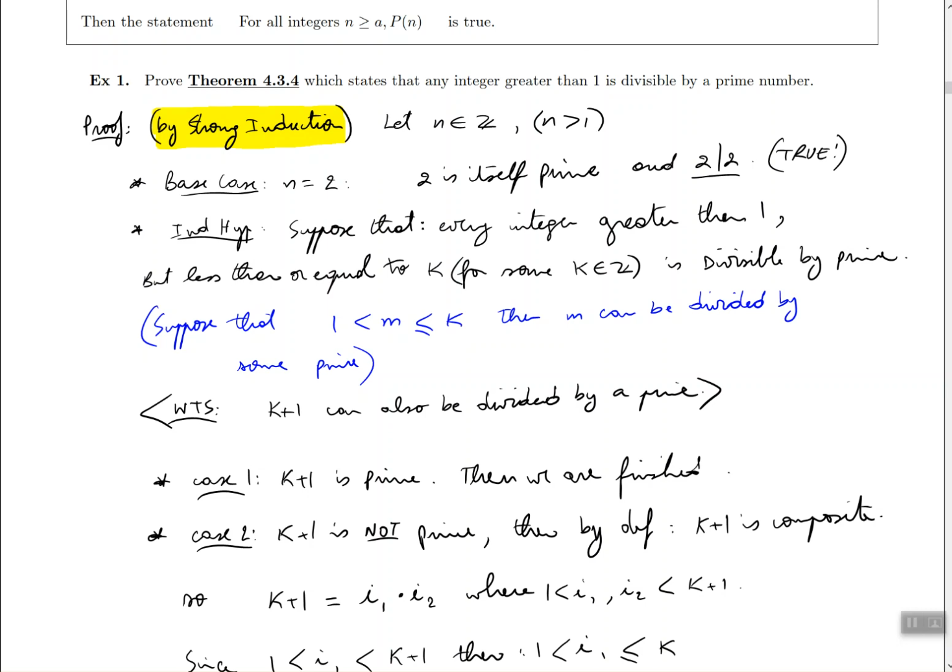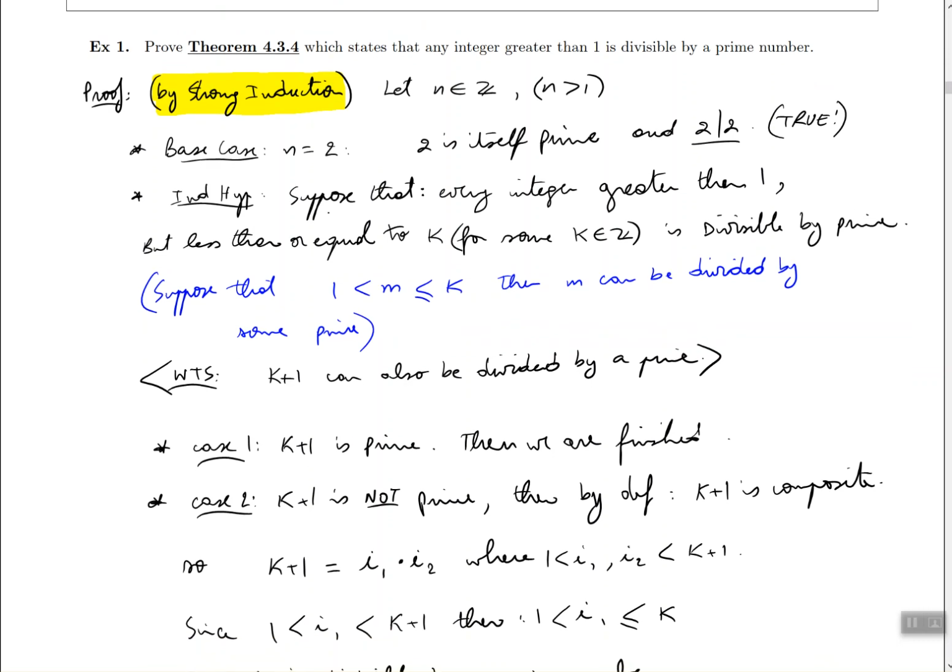And so the base case, when n is 2: we can see that 2 itself is prime, and by the way, 2 divides 2, so the theorem is actually true, because we're claiming that any number greater than 1 is divisible by a prime number. So 2 is prime, it divides itself, so the theorem works. So nothing to do there. We're moving on to the inductive hypothesis.